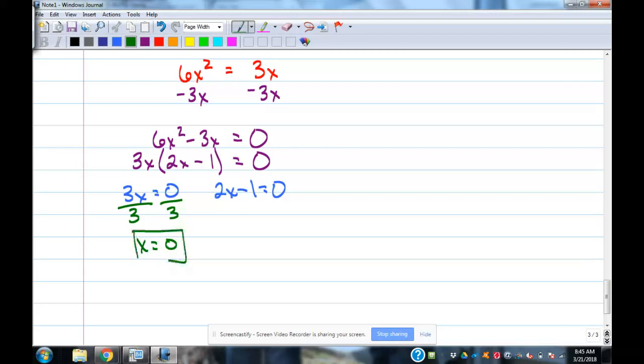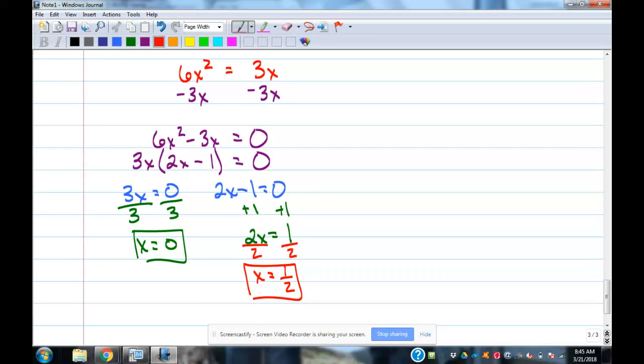X equals 0. Add 1, 2x equals 1. And then divide by 2. X is 1/2. We get two answers for that. We had a quadratic to begin with, so we should get two answers.